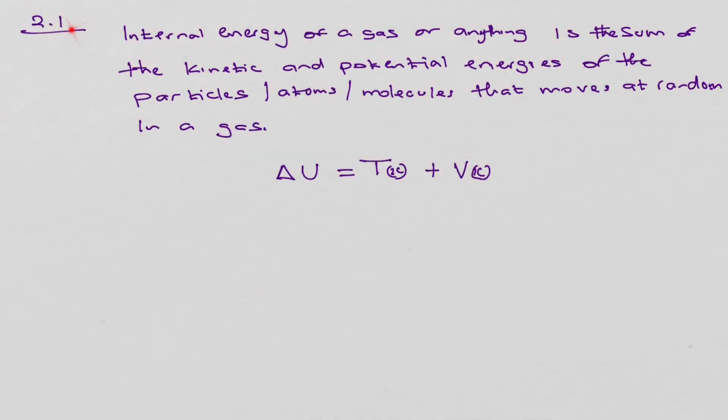Question 2.1. State what is meant by the internal energy of a gas. The internal energy of a gas, or anything, is the sum of the kinetic and potential energies of the particles, atoms, or molecules that move at random in a gas. So the internal energy is equal to the kinetic energy due to temperature and the potential energy.